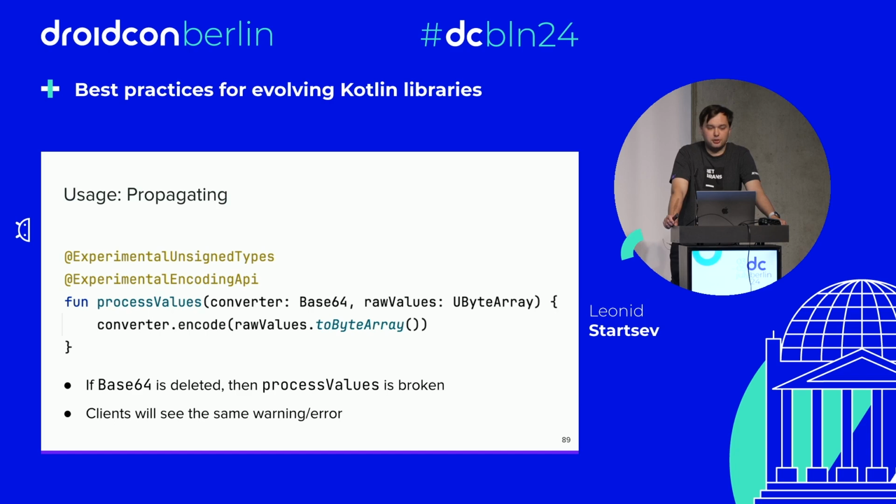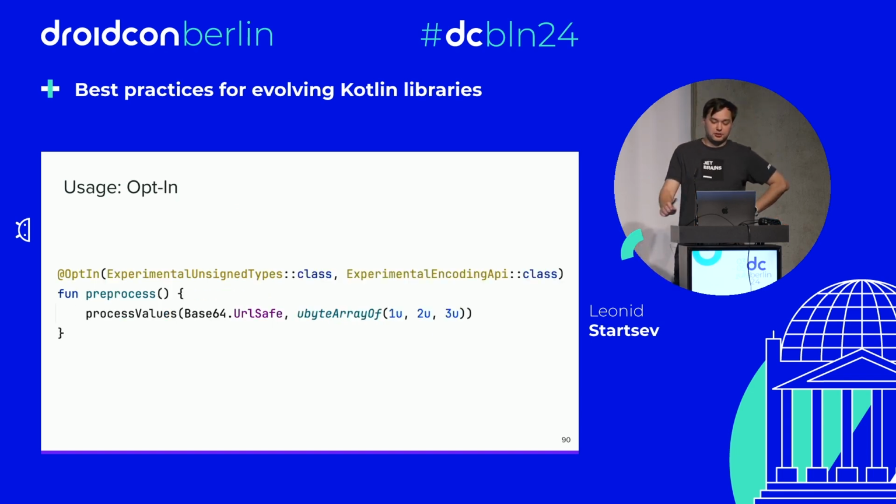And the reason for it is quite simple. Imagine if Base64 is deleted from the Kotlin standard library. Then your function, processValues, will also be broken because you cannot call it anymore without the Base64 class. You will get a no such method or no class defined error. So we have to warn our users about the possibility of changes to Base64 and UByteArray, and we are doing so by placing ExperimentalUnsignedTypes on our function too.